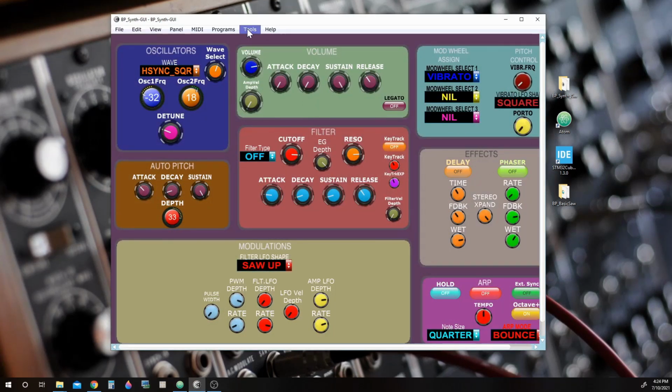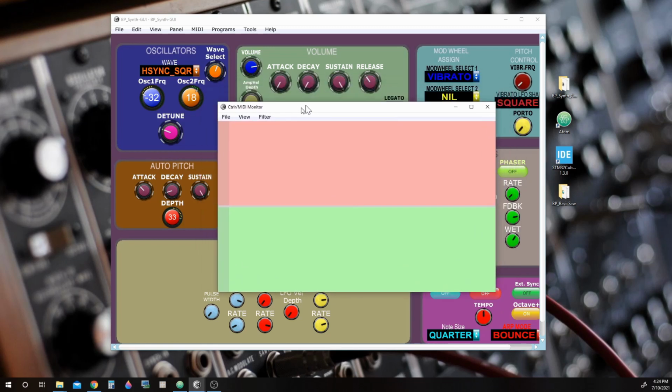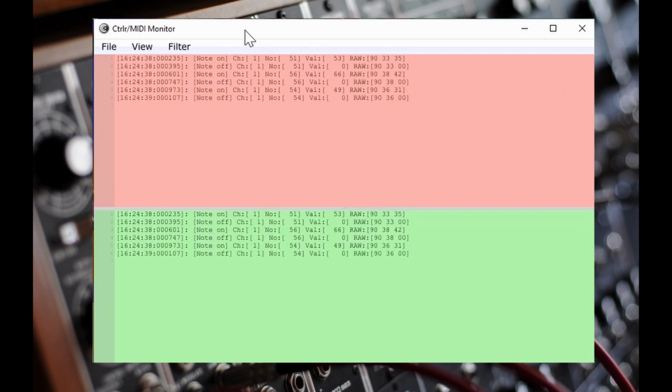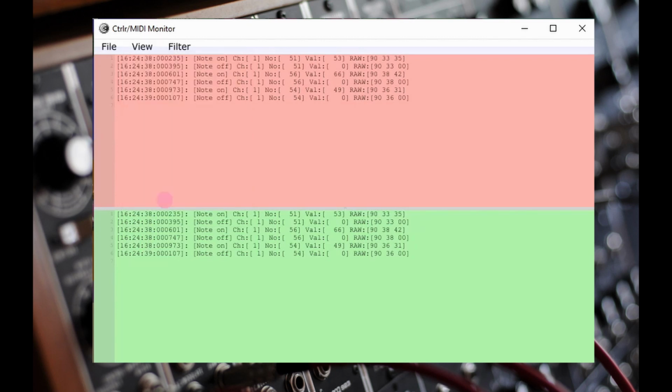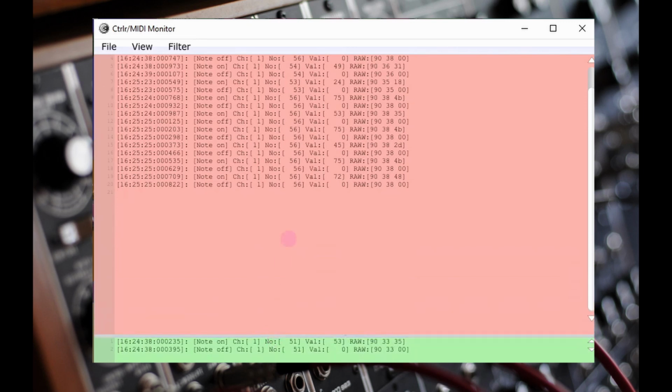On the GUI, click on Tools, then click on MIDI Monitor, and you'll see this window open up. Now if you press a few notes, you can see the notes displayed on the output window and the input window. Over here you can click on View, and for now I'm going to disable Monitor Input, so we should only see the output notes. And I can even split the window down so we don't see the input window.